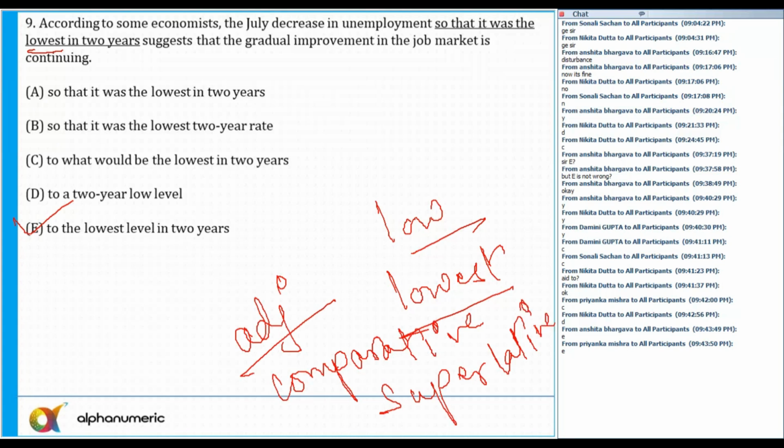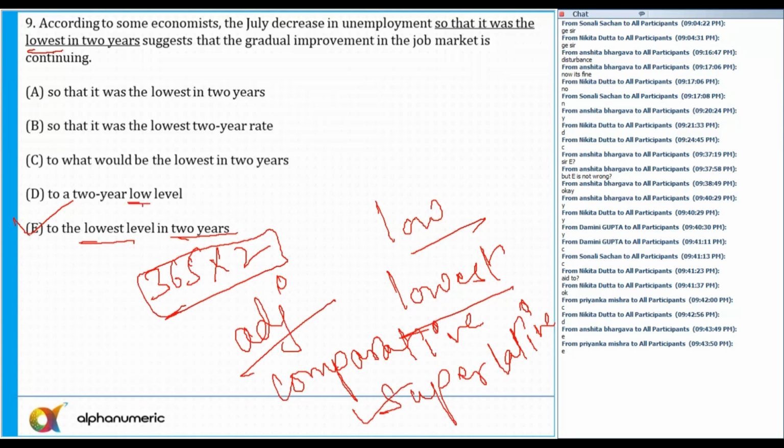Are you going to use the comparative form or the superlative form? Because in these 2 years, there are 365 multiplied by 2 days. So there are so many days with which you are making comparison. So it has to be lowest. You have to use the superlative form.